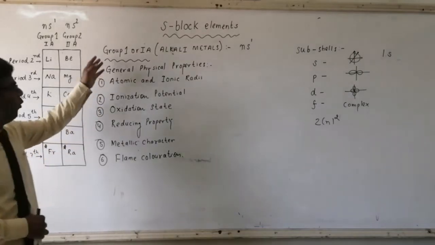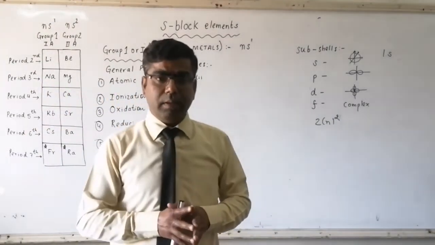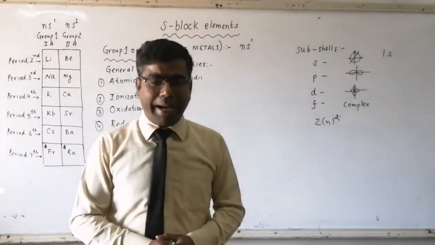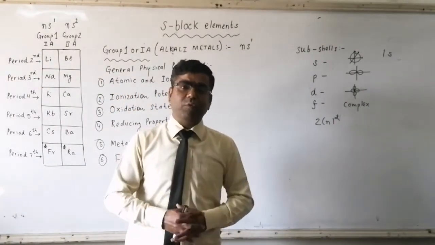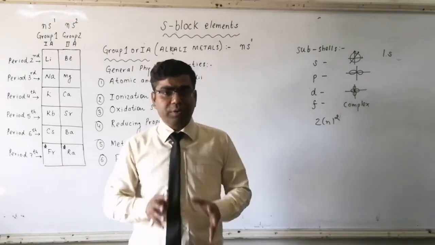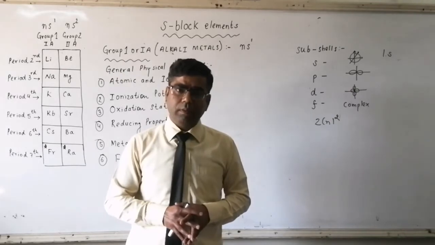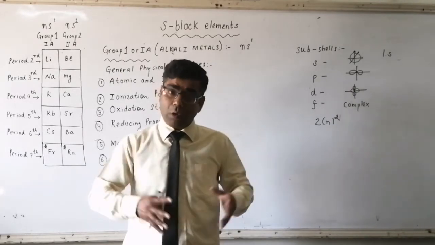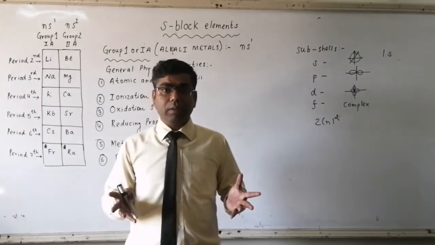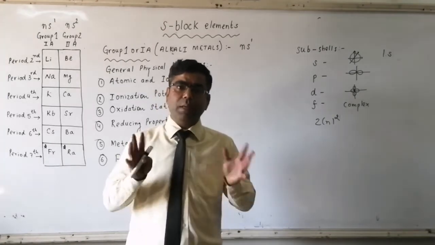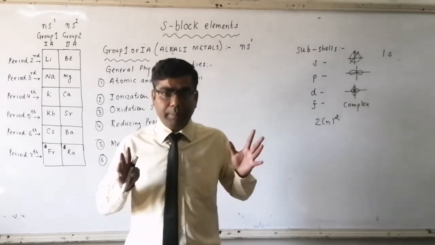Now let us talk about group 1 or first A, alkali metals. General electronic configuration is ns1. These metals are called alkali metals because the oxide reacts with water and produces a strong base which is called alkali. Except lithium, NaOH, strong base, alkali. KOH, strong base, alkali. So why are these called alkali metals? The reason is simple: the oxide reacts with water and produces a strong base called alkali.